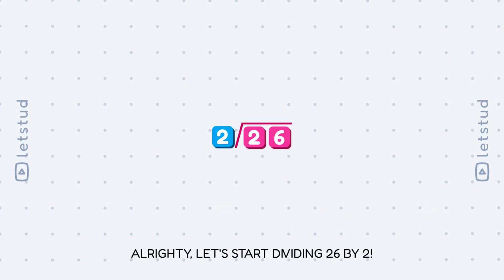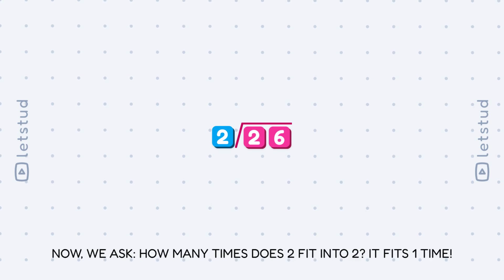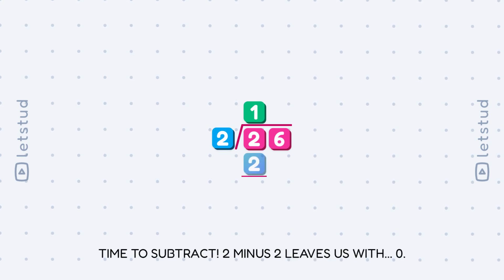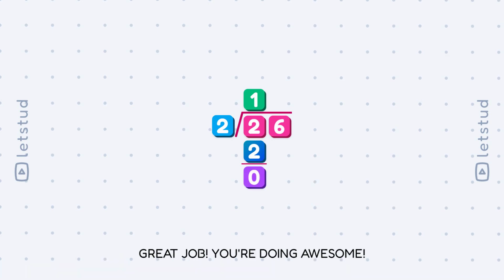Alright, let's start dividing 26 by 2. We'll bring down the first digit, which is 2. Now we ask, how many times does 2 fit into 2? It fits 1 time. Let's check. 1 times 2 is 2. Time to subtract. 2 minus 2 leaves us with 0. Great job, you're doing awesome.